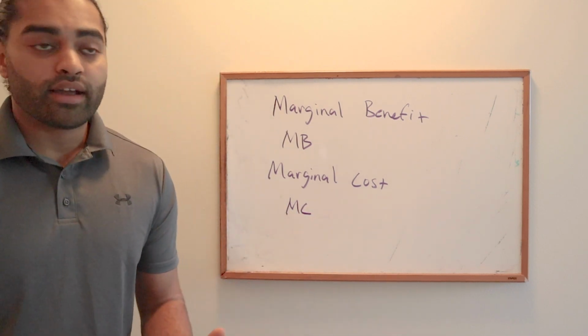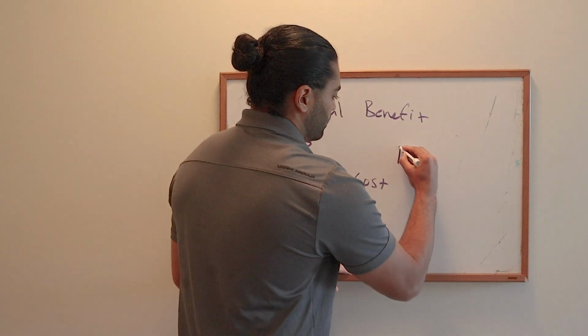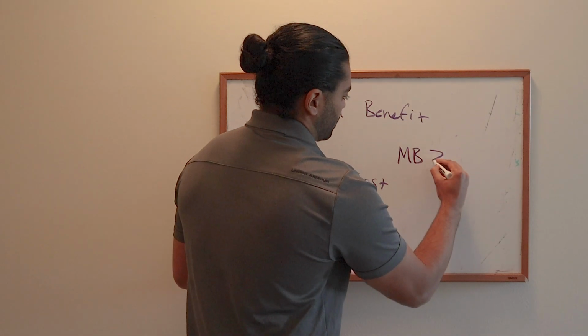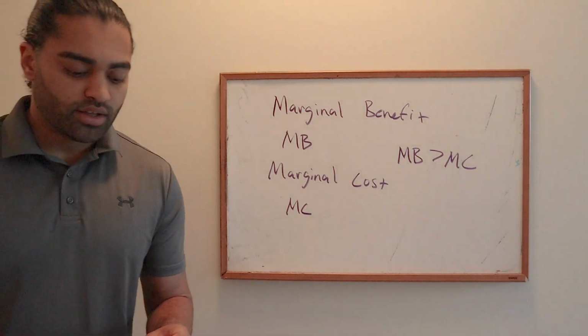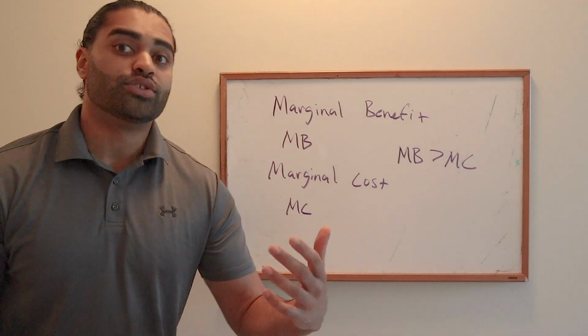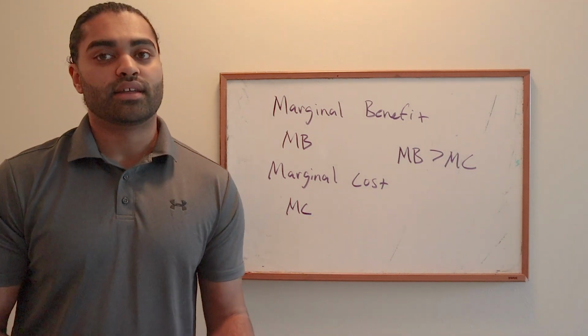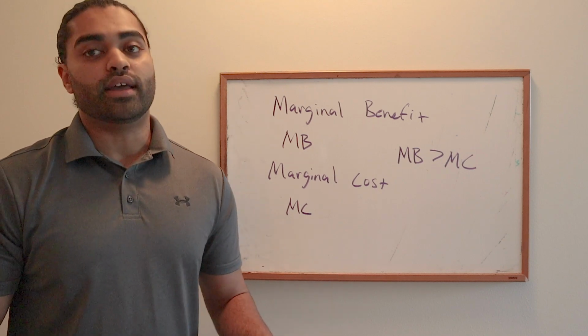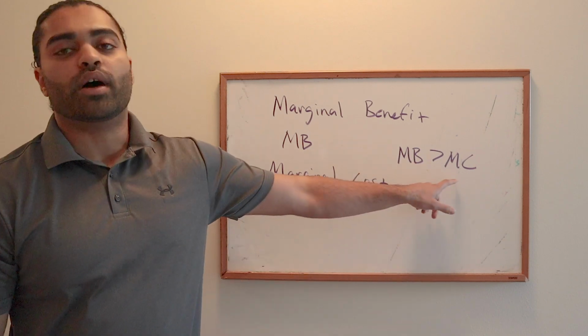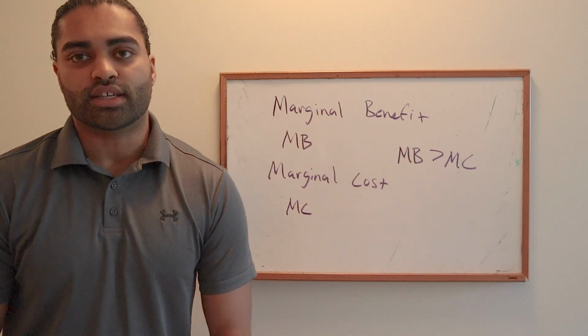So now the key thing here is when marginal benefit is greater than marginal cost, you're going to carry out the transaction, meaning you will partake in this transaction, you're going to consume more. When the benefit exceeds the cost, that's when you go out and do something. When the cost exceeds the benefit, you will not. So again, when marginal benefit is greater than marginal cost, you'll carry out the transaction.